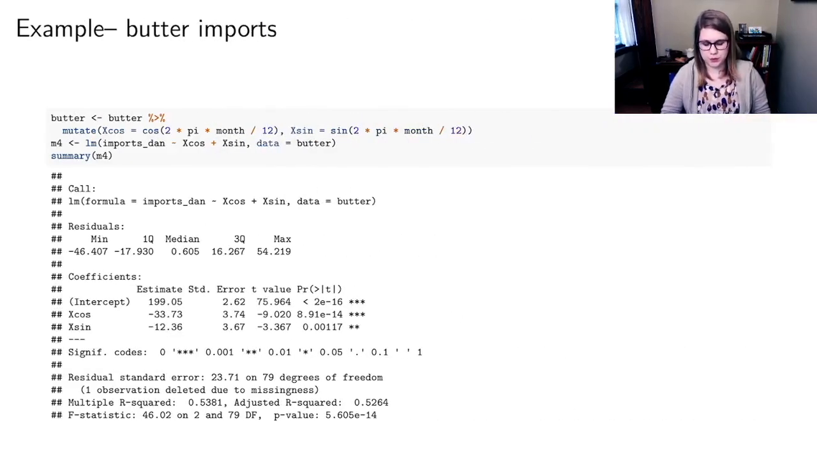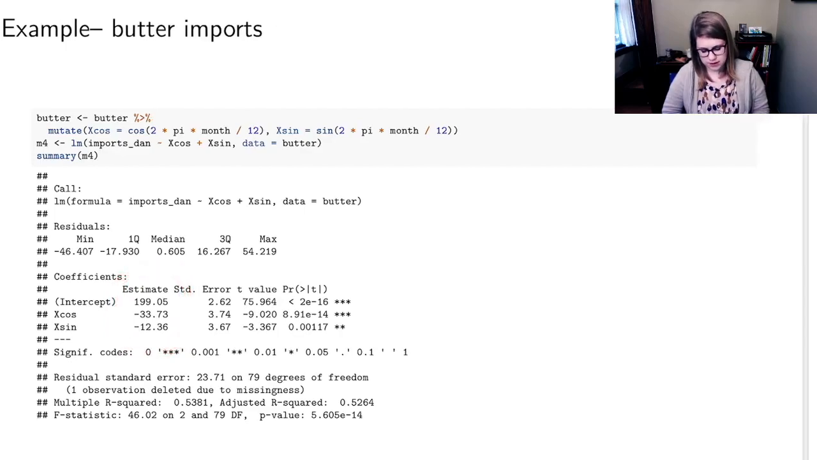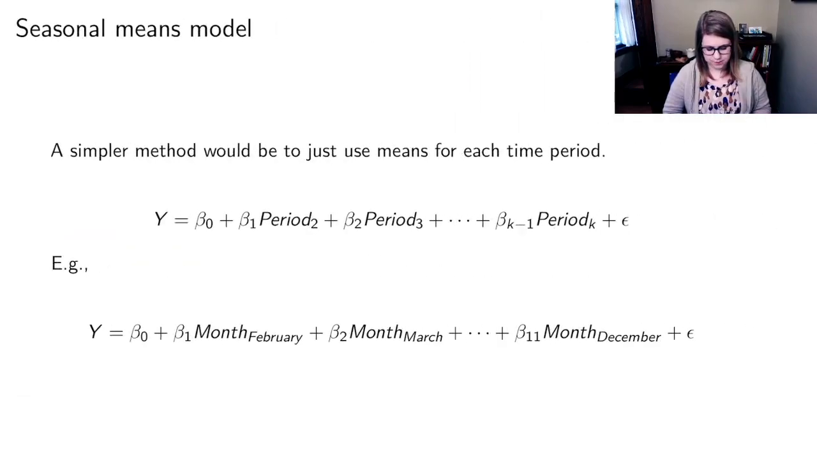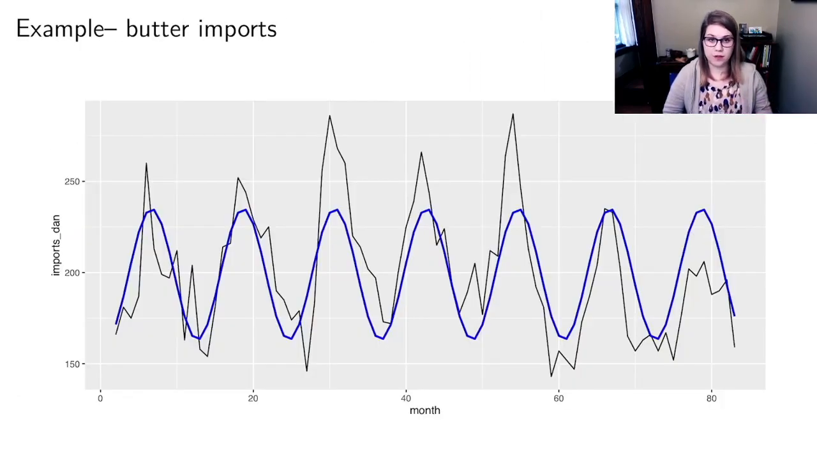So in order to model this, I'm going to create the two variables x cosine and x sine, and then I can plug those in as my predictors in my linear regression model. And so again, I don't have a nice sentence for these coefficient estimates, but we could plot the model fit. Again, the model fit is the blue line. I think that it looks visually like it's doing an okay job. It's capturing some of the variability there, but we might be able to do better with another type of model.